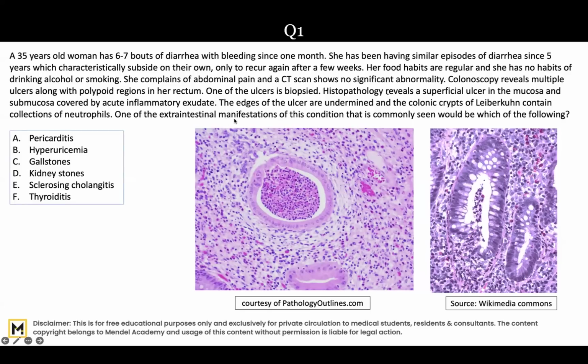One of the extraintestinal manifestations of this condition that is commonly seen would be which of the following? Now, I would allow you to answer this. We have these options: pericarditis, hyperuricemia, gallstones, kidney stones, sclerosing cholangitis, and thyroiditis. And whoever wants to answer can unmute and answer, or you can put it in the chat box.